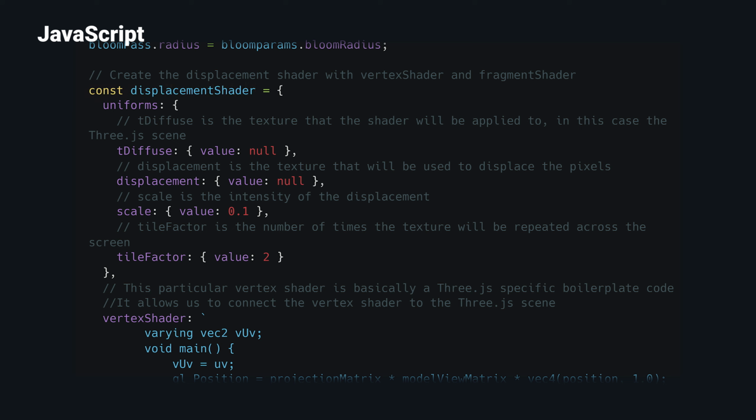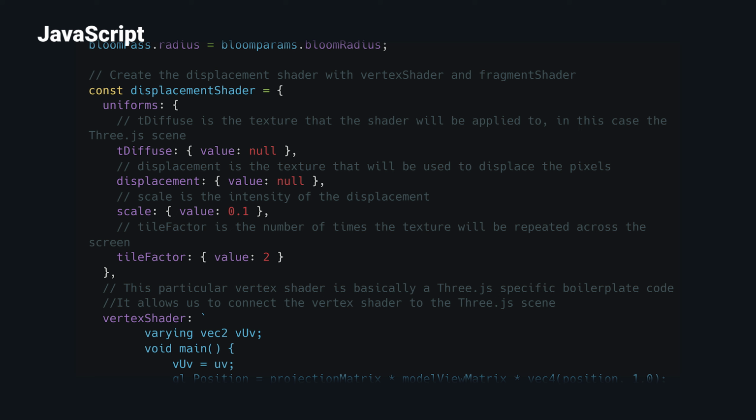In order to understand what we are defining here, we need to first understand the principle of how we want to apply the displacement effect to Three.js. Generally speaking, I want to add the displacement to the entire scene and not just an object in the scene, so it makes sense to apply the displacement within the post-processing.